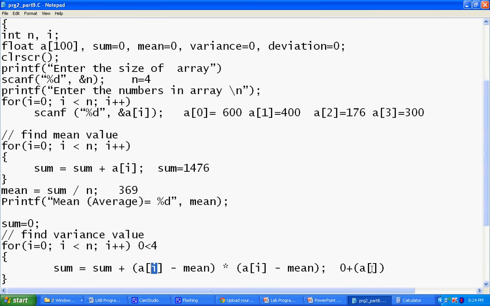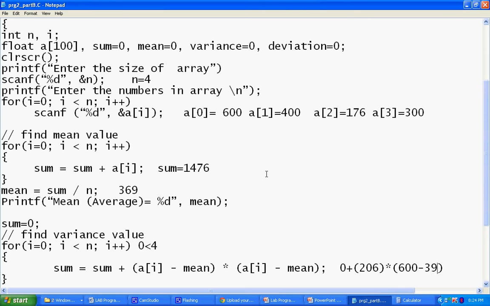I am substituting the value of a of 0 minus the value of mean. The value of mean is 369, so it just goes for putting 369 here. As I said, 600 minus 369, I am going to get the value 206 here. Into, it says a of I minus mean. Same thing. Because we have to take the square of it, we are just multiplying the same thing here. As a of I, a of 0 is the value 600, so it is 600 minus the mean value 369.